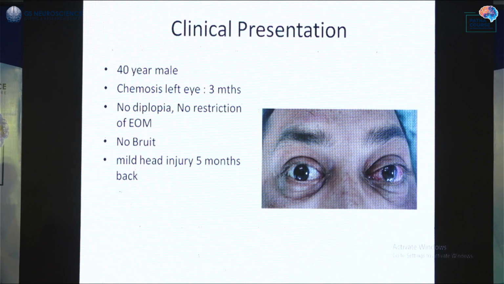Luckily, this patient went to a neurosurgeon who actually first saw him when the patient had a mild head injury 5 months back. The neurosurgeon thought that possibly it could be some vascular malformation in the eye, because otherwise the patient had only congestion of the eye.